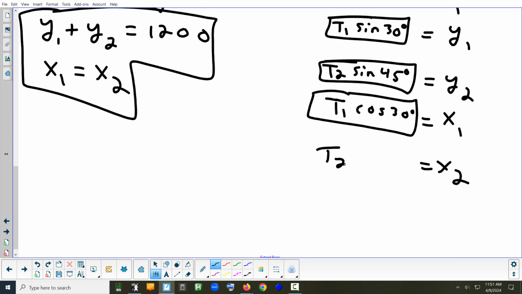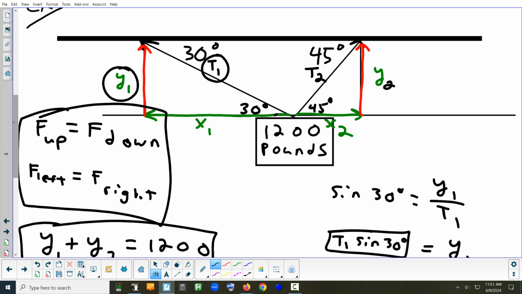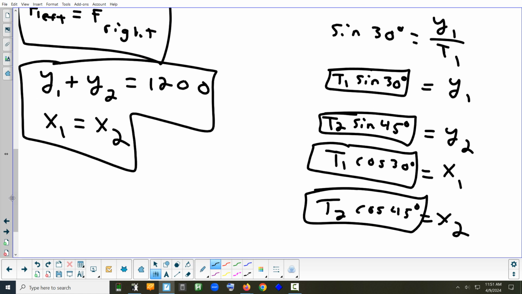Okay, so that was the trig part. This problem really has three parts to it. It has the physics part: we have to think about up equaling down and left equaling right. Then we've got the trig part, where we're figuring out all the sines and cosines. Now the algebra part is to substitute that in and solve it.